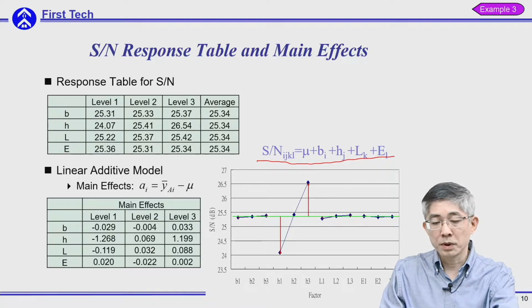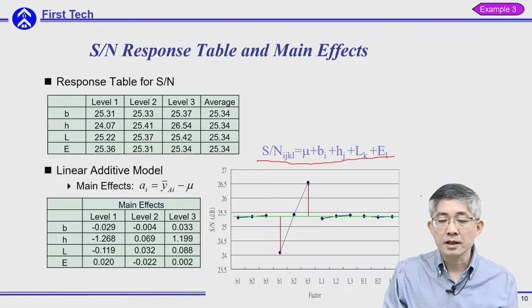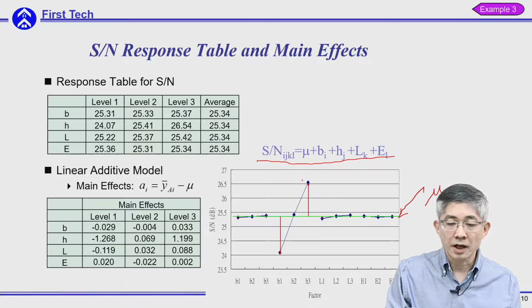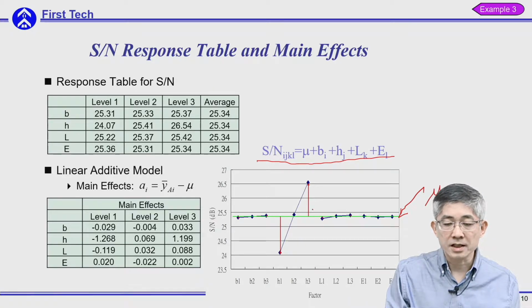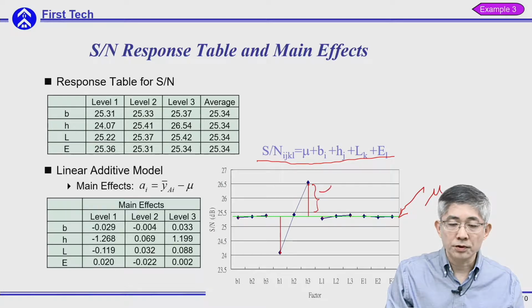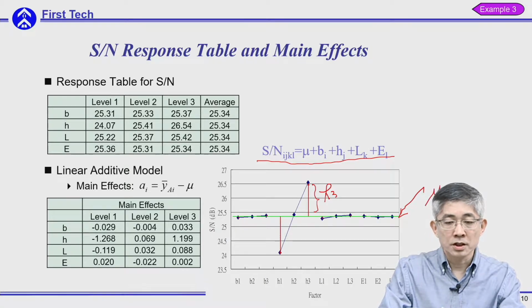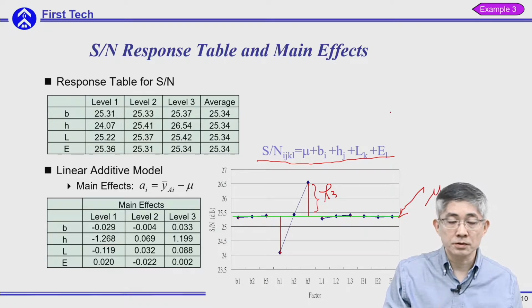If you look at the effect plot, this is the effect plot for these control factors, and this green line stands for the average mu. So the main effect for each control factor will be the difference between the average output, which is the result from the response table, and the average mean. In this case, this will be H3, which is the main effect of H when it is set at level 3. Using this additive model, you can predict any combination by just substituting into this model the corresponding main effect values. You can predict the SN ratio.